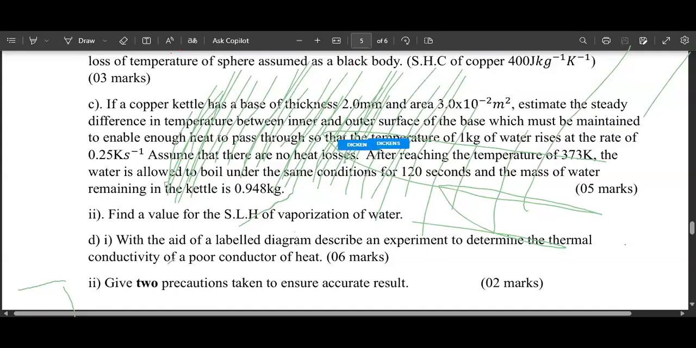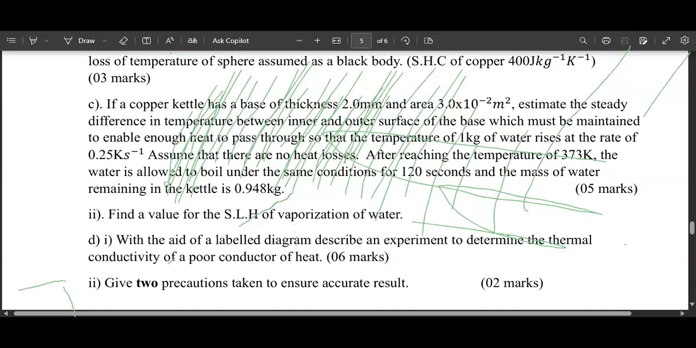Our K is 3.8 times 10 power 2, times 3 times 10 power negative 2, times delta theta, divided by our L, which is 2 times 10 power negative 3, is going to equal the mass, which is 1, times 4200 times 0.25.